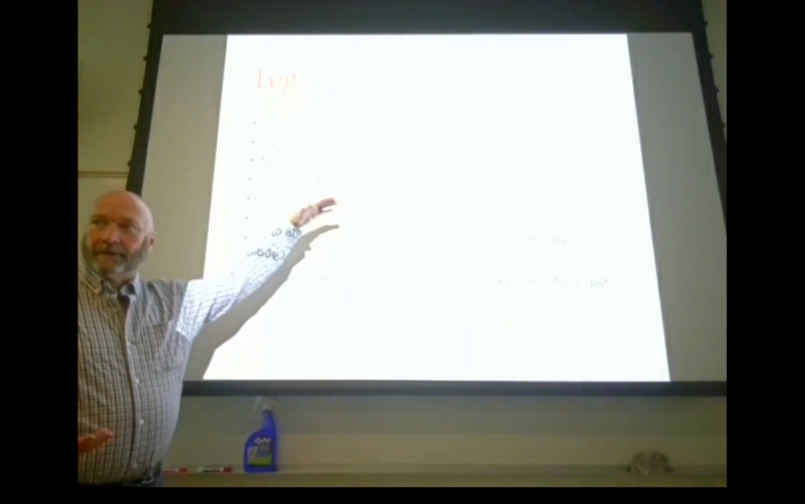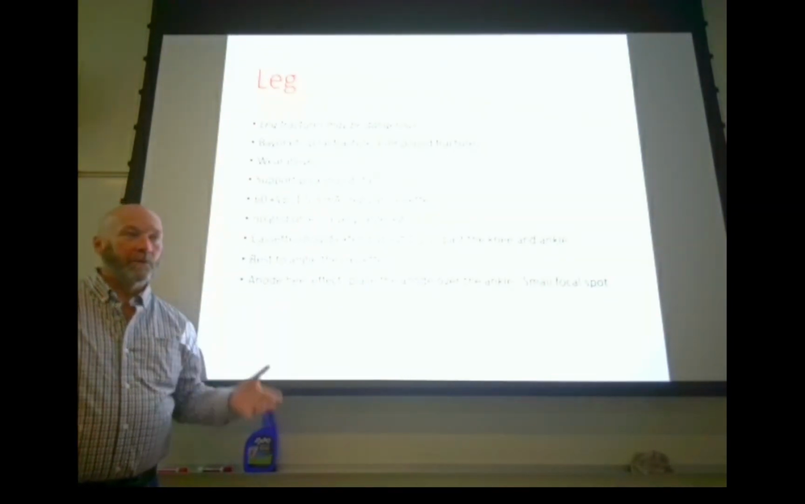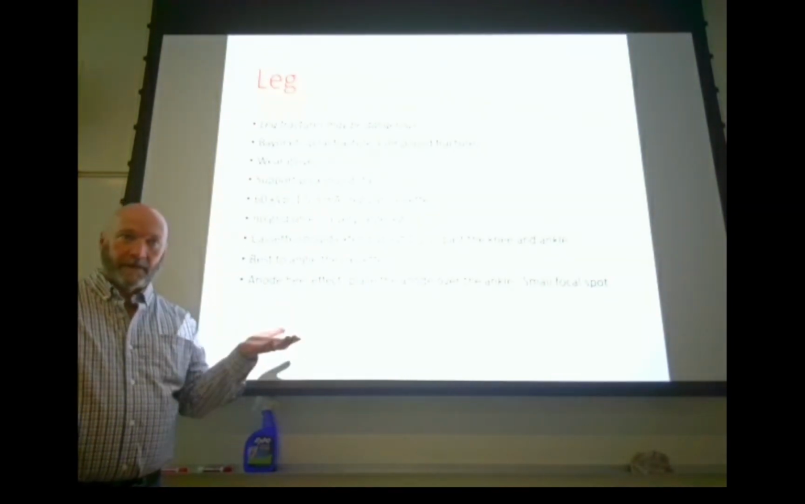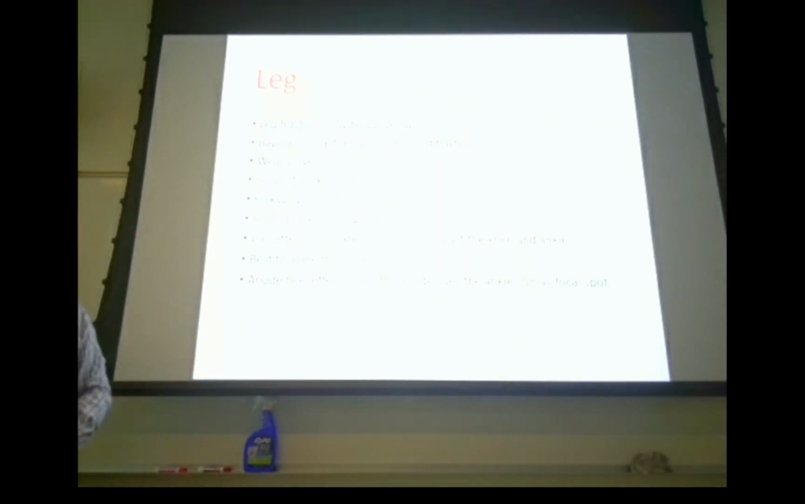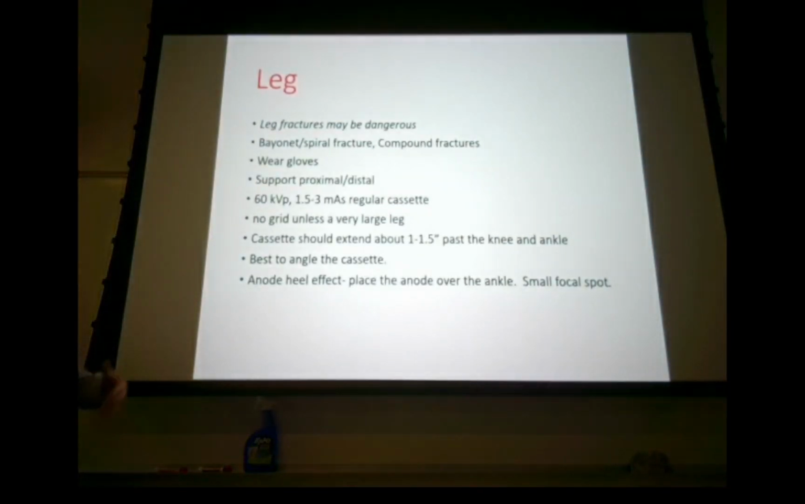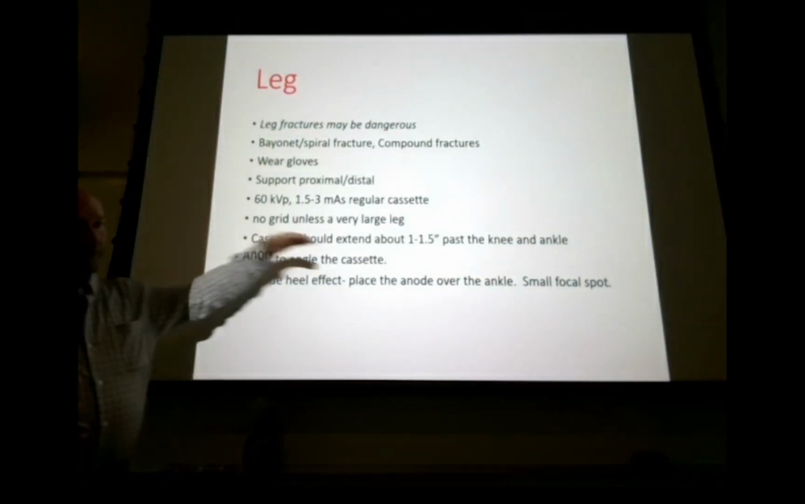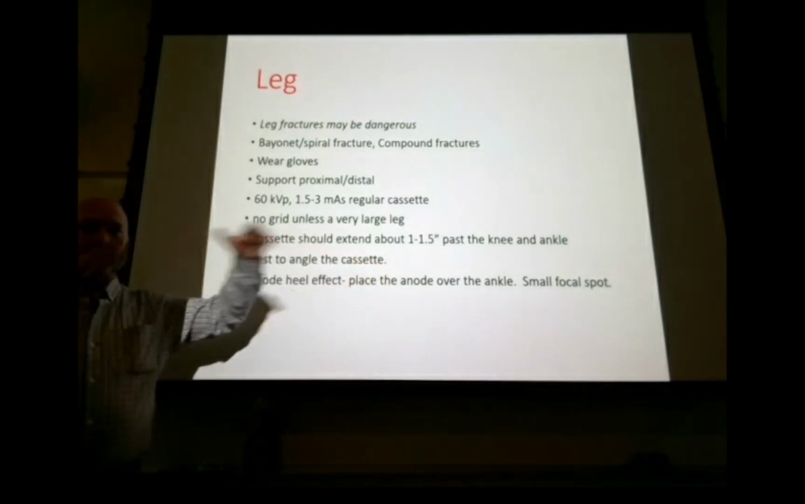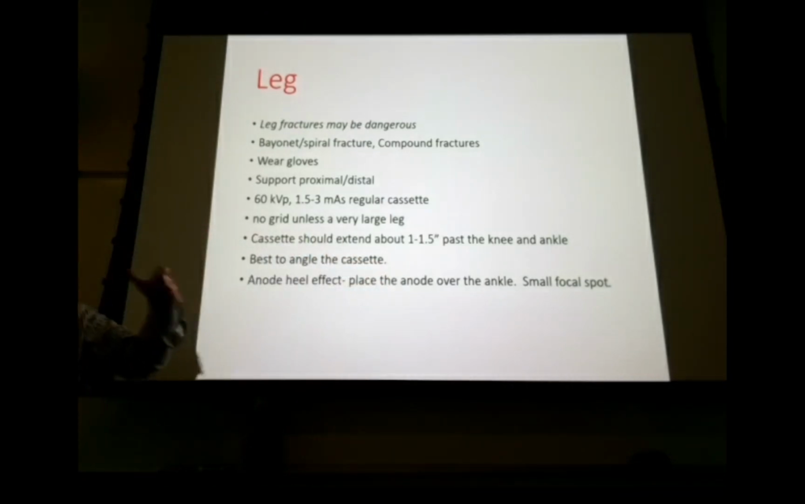Anytime we get into a long bone that's this long, you want to support proximal and distal, right? So pick up proximal and distal to where the injury is. Wear your gloves, pick up proximal and distal. And then remember the divergent central ray is going to cause parallax, essentially, right?